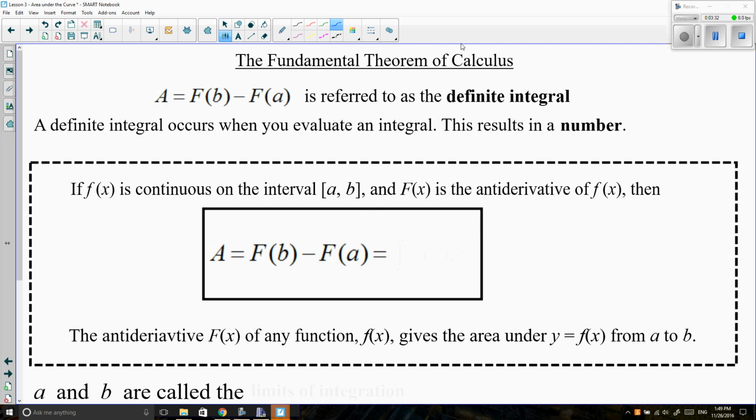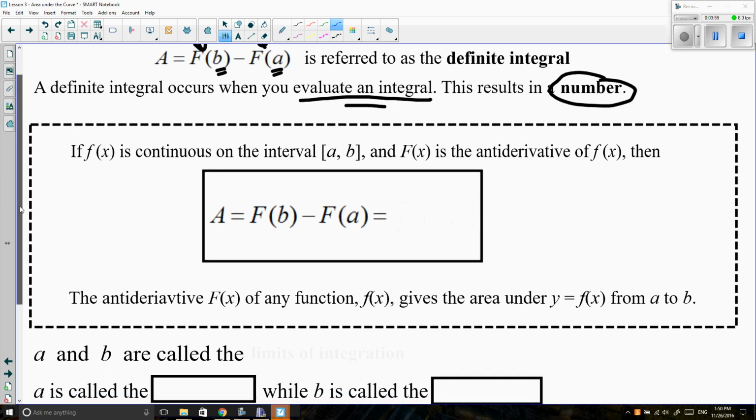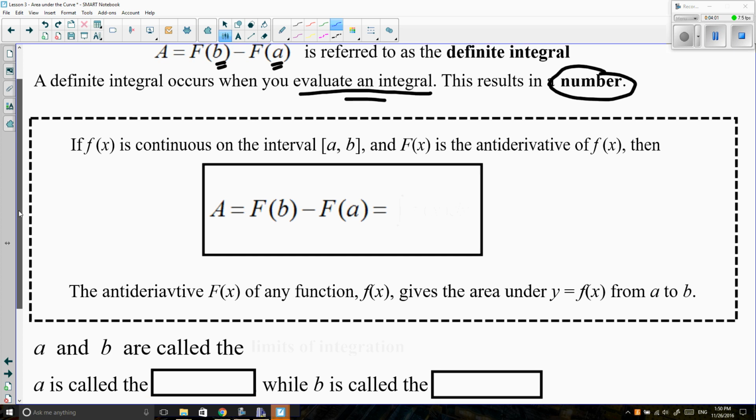The fundamental theorem of calculus states that the area is equal to F of b, the antiderivative evaluated at b, minus the antiderivative evaluated at a, which is referred to as what we call the definite integral. So when you find a definite integral, you're actually evaluating your integral, so you're actually finding a value. When you find a value, it results in a number. So we have done integrals, but now we're actually going to evaluate integrals. It's called the definite integral. So far, we've always just dealt with indefinite integrals.